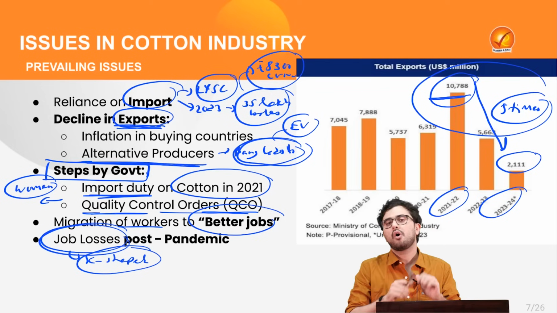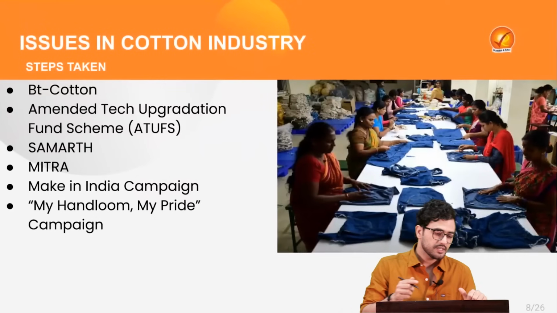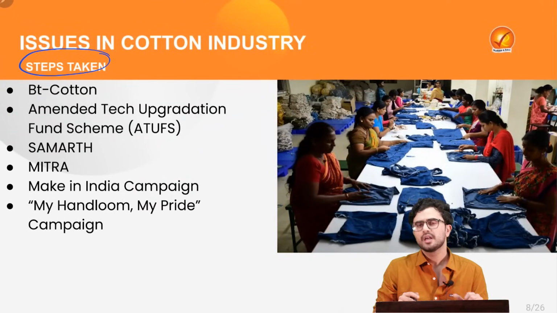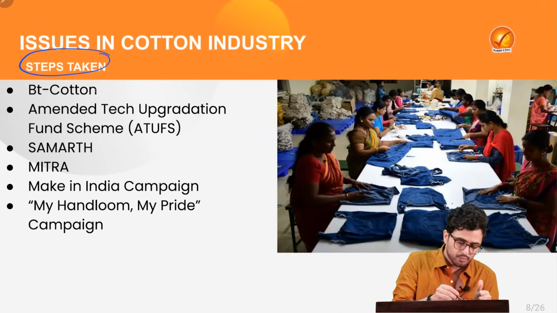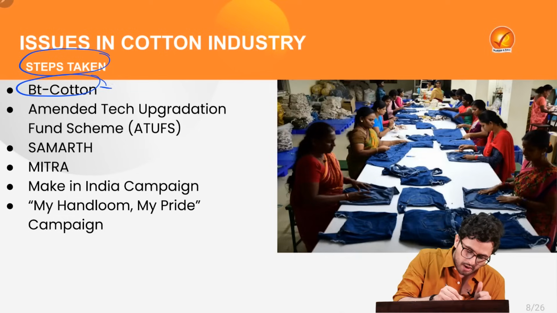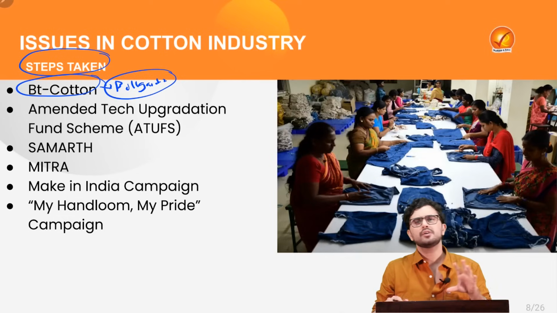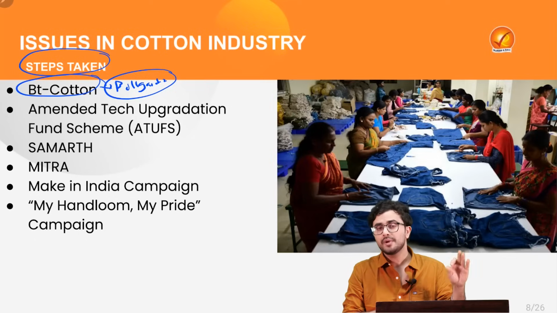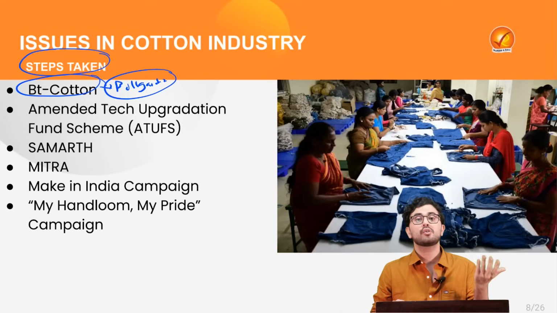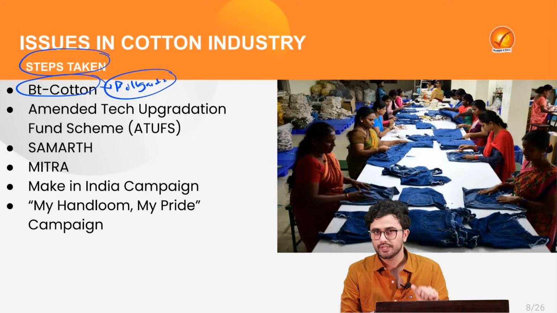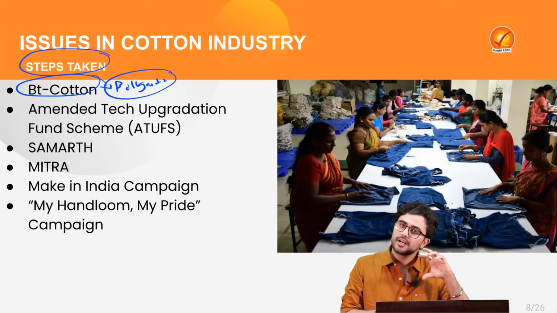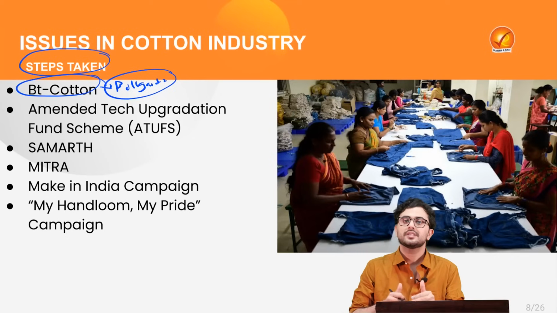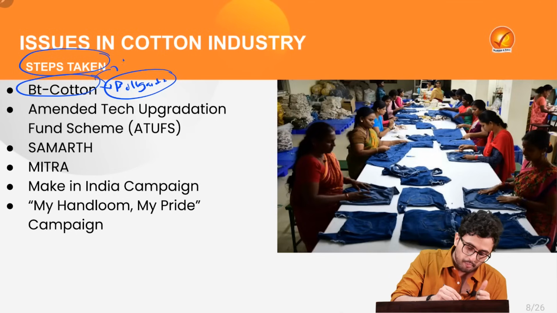To counter all these issues, the government has taken several steps. For example, it has introduced BT cotton or Bollgard 2 cotton, which is the only transgenic crop which has been allowed for commercial production in our country. This is a genetically modified crop which is resistant to bollworm disease.